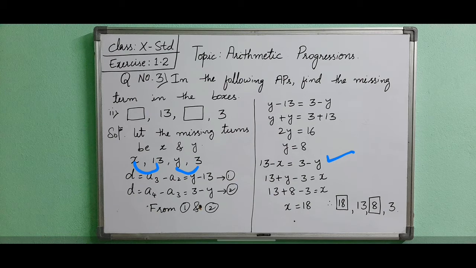Again when we shift the y, it becomes plus y. Minus x when shifting is plus x. The y value we got was 8. 13 plus 8 is 21. Then 21 minus 3 is 18. So the x value is 18. If you substitute in the boxes, x is 18, 13 is already given and y is 8. So the answer is 18, 13, 8 and 3.